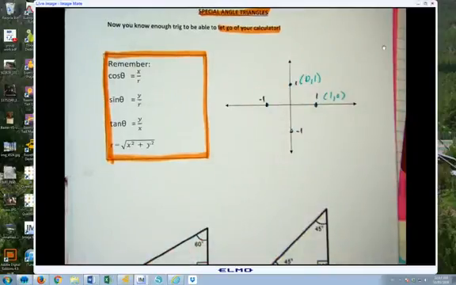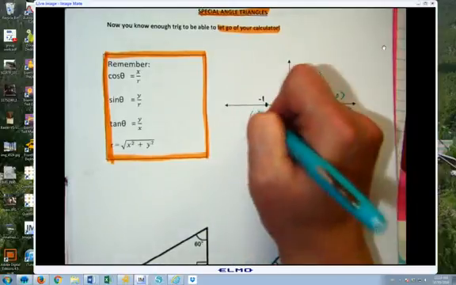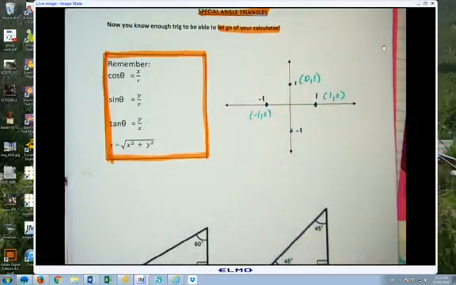If I go to this side, the coordinates are negative 1, 0. And the bottom is 0, negative 1.